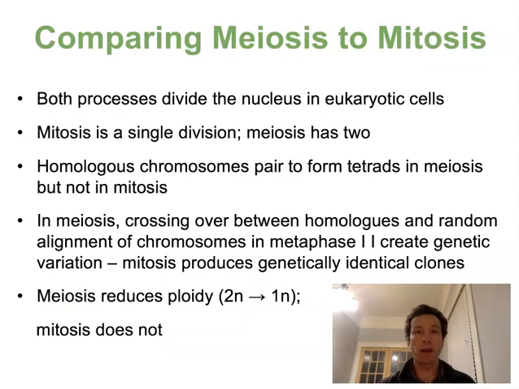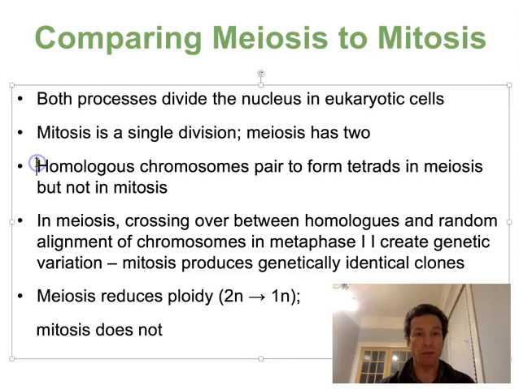Let's quickly compare meiosis to mitosis. Both processes have in common that they divide nuclei and they both occur in eukaryotic cells. However, there are several differences. Mitosis has one division, meiosis has 2 rounds of division. In meiosis, homologs pair to form tetrads, but this never happens in mitosis.